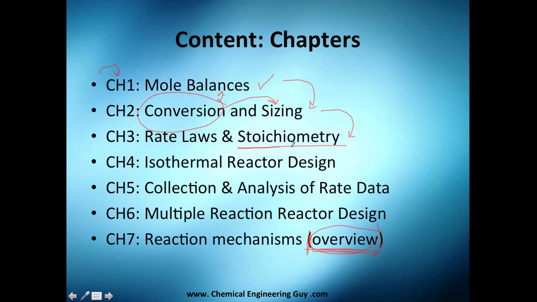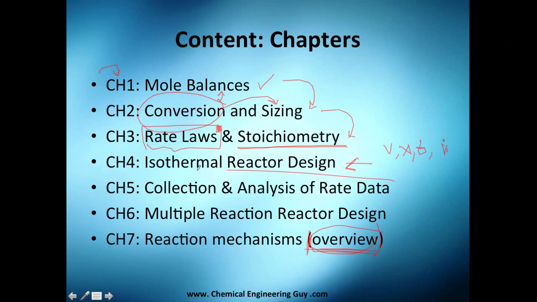Stoichiometry, as you know, is a small review. Rate law is how to get those mole balances, since the mole balances depend on the rate of reaction laws. So how do we get them? Once we get that, we are set to calculate our isothermal reactors. So we're going to design volume, conversion, times, flows, whatever. Then chapter 5, collection and analysis of rate data.